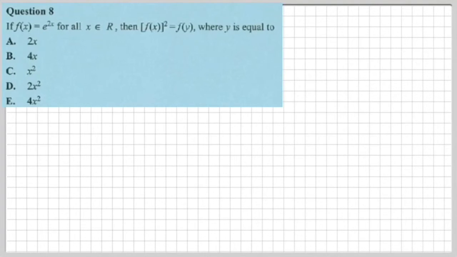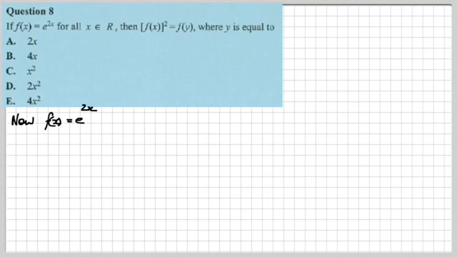Now here's another one. It looks like a multiple choice question for us, ladies and gentlemen. This time f of x equals e to the 2x for all x real. Then we're saying that if f of x squared equals f of y, then what's y going to be equal to? A little bit of a different twist there. So I think we just better go with this and equate them as being equal and see what happens.